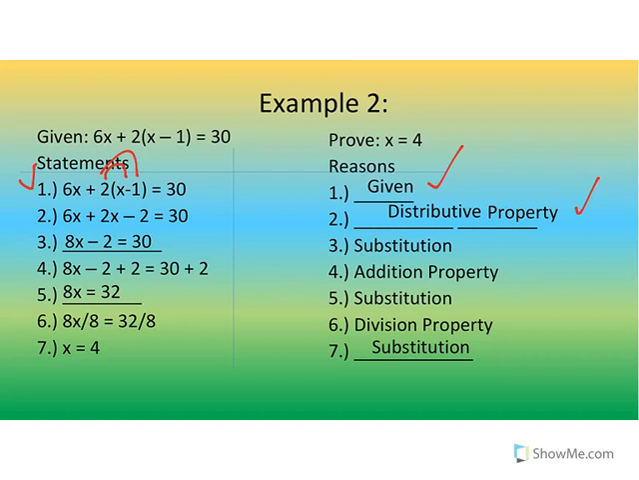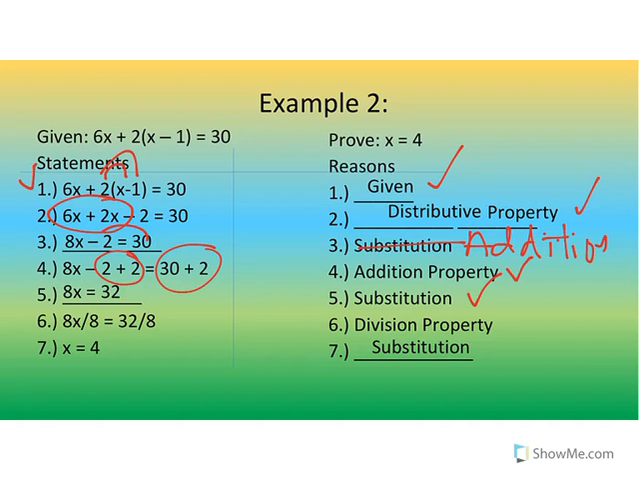And then step 3, we're combining 6x plus 2x to give us 8x. So this would be addition. Right, and then for step 4, we want to bring the 2 from the left over to the right, so we're adding 2 to both sides, so that is our addition property. And here we're combining like terms. So then our reason is substitution.